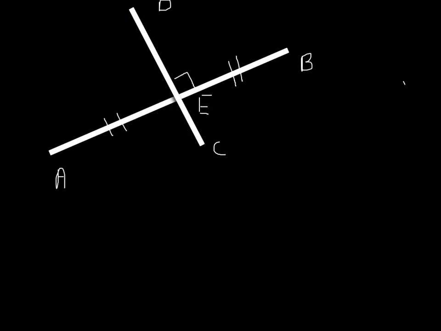Now here we have segment DC, which is the perpendicular bisector of segment AB. You can see it's perpendicular to it, and it cuts it into two equal halves because you've got two tick marks on AE and two tick marks on BE. So what the perpendicular bisector theorem is saying is that any point on DC has got to be the same distance from A as it is from B. So if we have point F, we know the distance from A to F is going to have to be the same as the distance from B to F, because any point on the perpendicular bisector of a segment is equidistant from the endpoints of the segment.